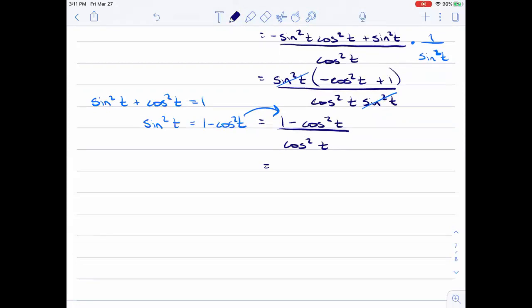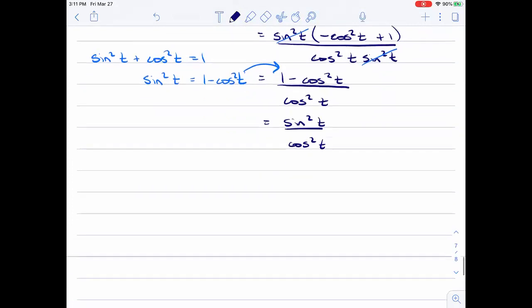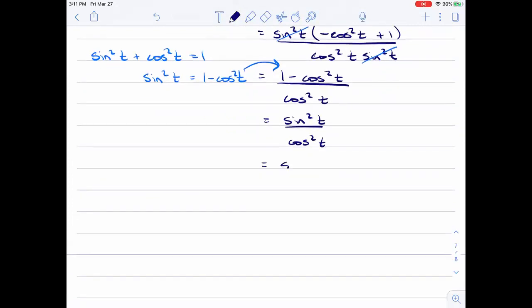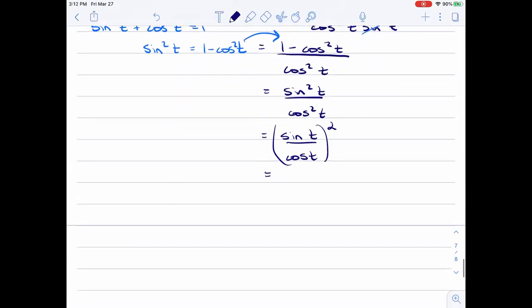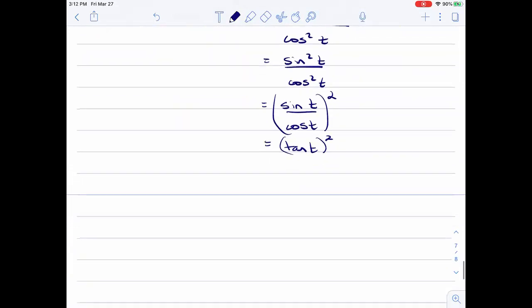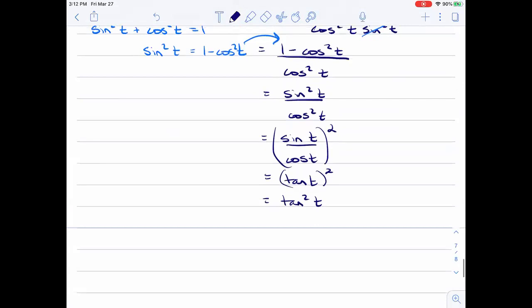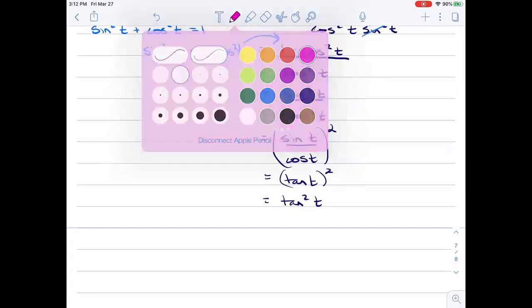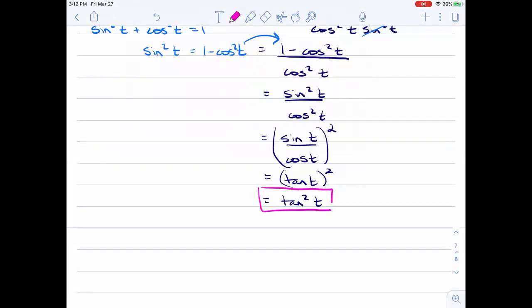So I've got sine squared t over cosine squared t. Ta-da, see where it is? This I can rewrite as sine t over cos t all squared, which is tan t squared, which is just tan squared t. We did it. Okay.